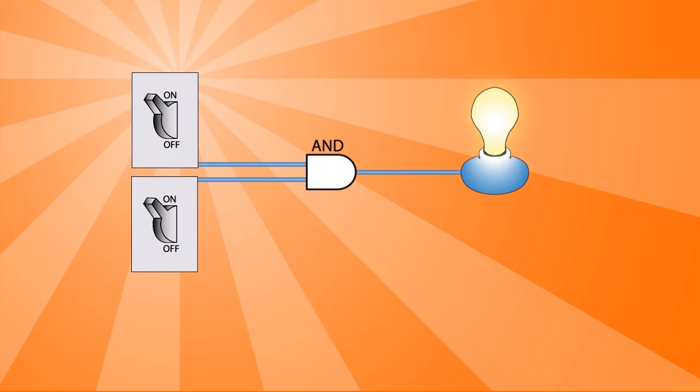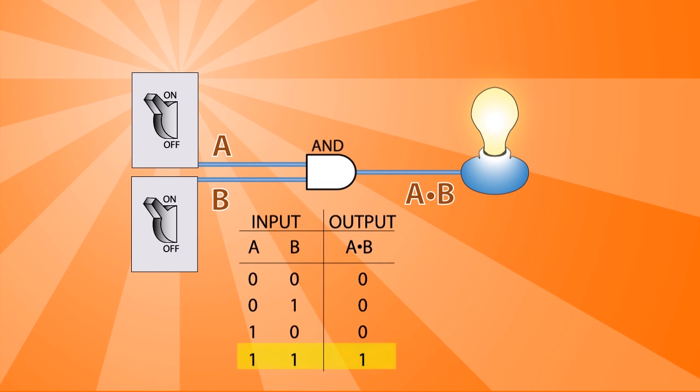This is the AND gate. The output A and B is 1 if both inputs are 1. Any one of them or both is 0 and the output is 0.